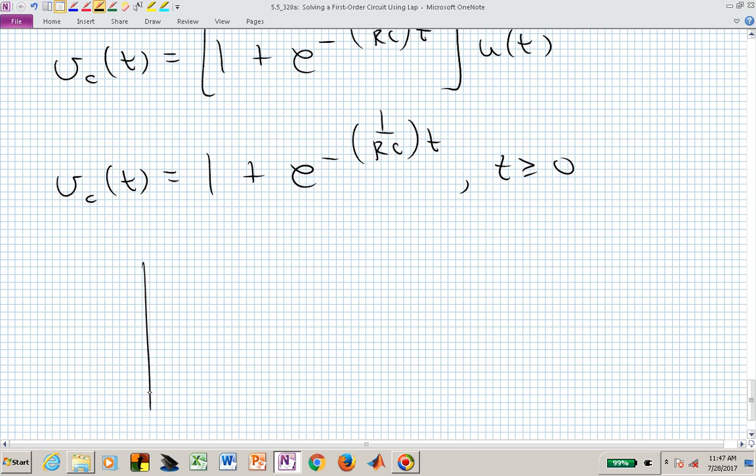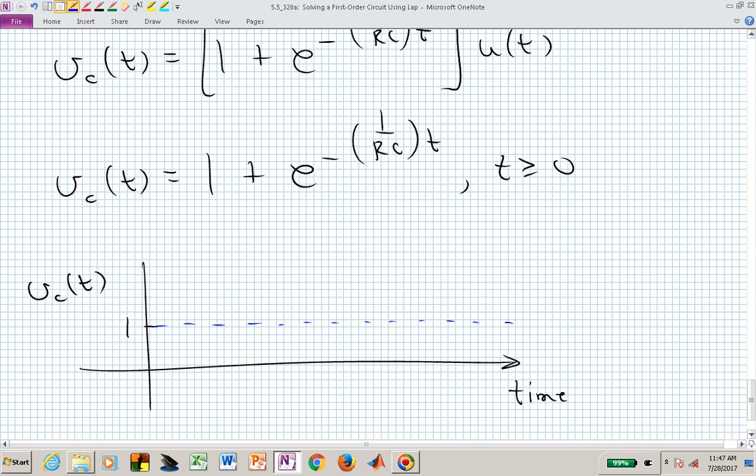And what does that actually look like as a function of time? Again, we're trying to get some insight into this. For large values of time, where will v sub c of t live? If we examine v sub c of t for large values of time t, I hope that you see that that second term will eventually vanish.